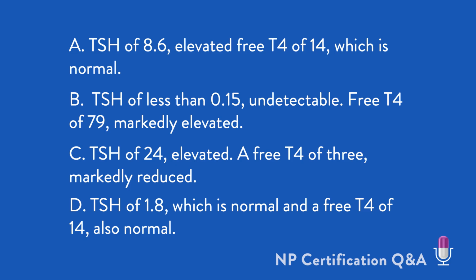Key takeaway: in diagnosing all forms of thyroid disease, the TSH and the free T4 must always be interpreted together. This reflects the relationship between the pituitary and the thyroid and helps distinguish normal thyroid function, subclinical disease, and overt thyroid dysfunction.